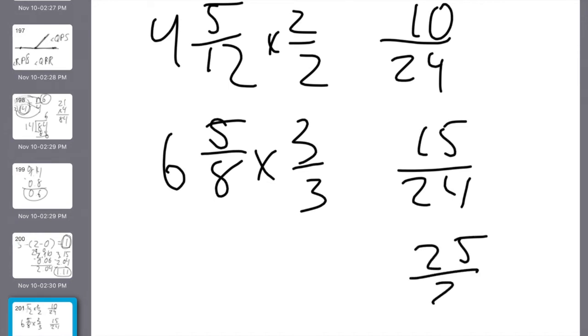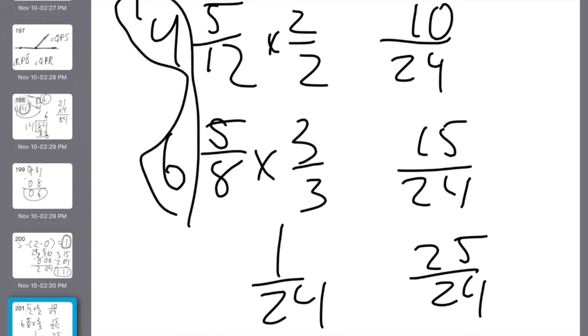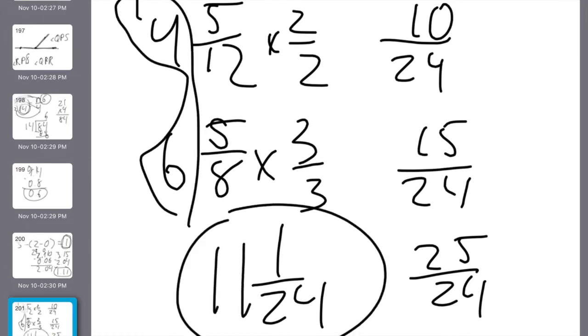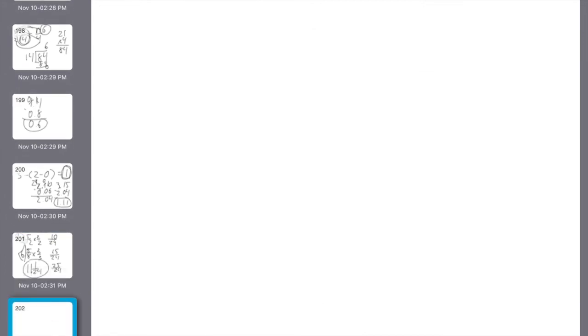I add those together, I get 25 24ths. That creates one whole, which I carried back over here, and I have 1 left over. And then I add my whole numbers together and get 11. 11 1/24. Number 26. Make them improper.